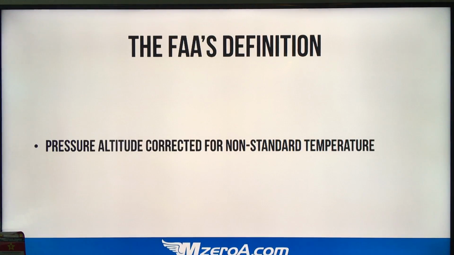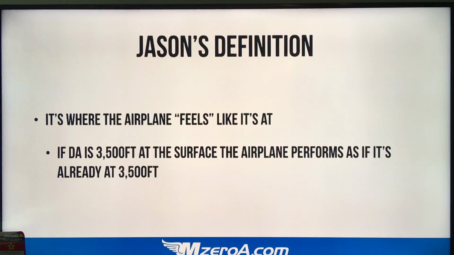Well, not a lot. Let me give you my definition for it and put it into layman's terms. Density altitude is where the airplane feels like it's at. Here's an example. If density altitude is 3,500 feet at the surface, the airplane is going to perform as if it's already at 3,500 feet.